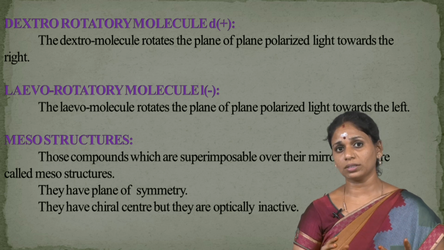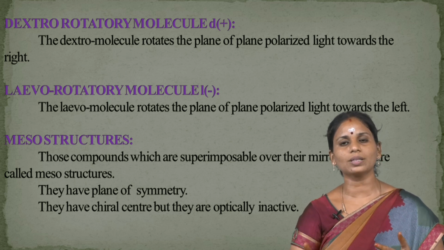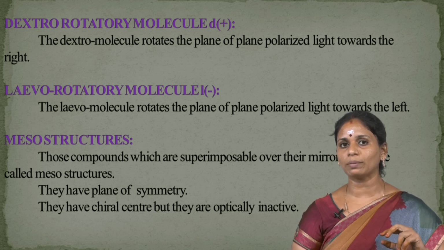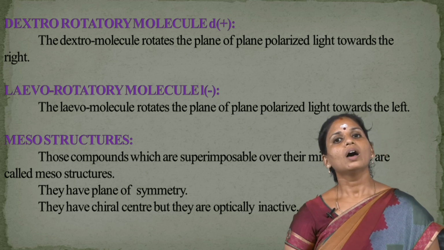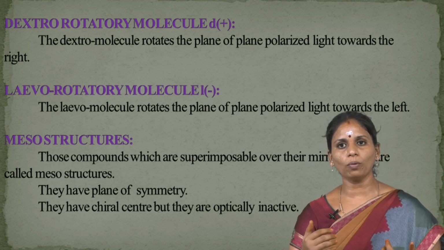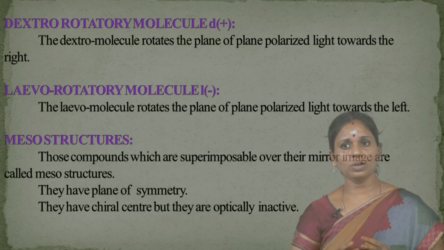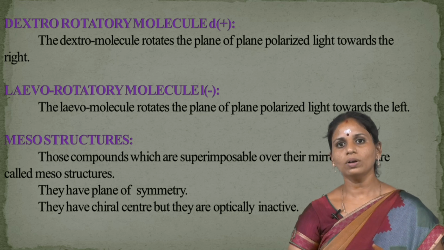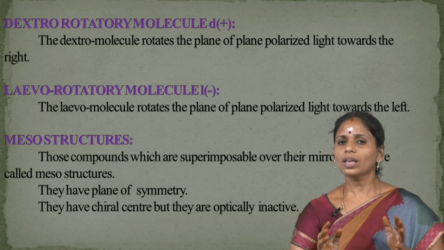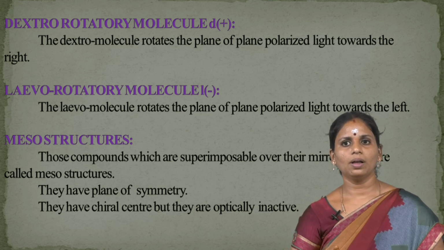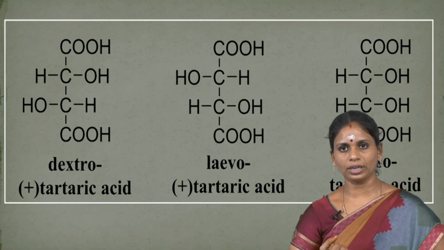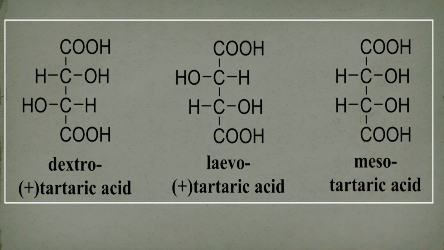Coming on to the dextrorotatory molecule. What is meant by a dextrorotatory molecule? A dextrorotatory molecule rotates the plane polarized light towards the right. A levorotatory molecule is one which rotates the plane polarized light towards the left. And meso structures are meso compounds which are superimposable over their mirror images. They have a plane of symmetry. They also have chiral centers, but they are optically inactive. So three things we have seen: dextrorotatory, levorotatory and meso molecules.